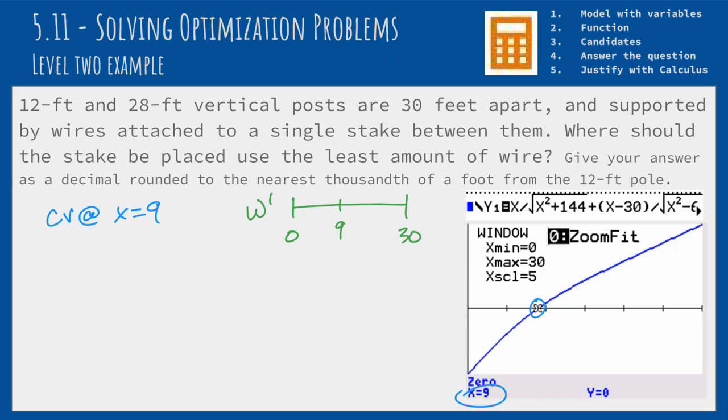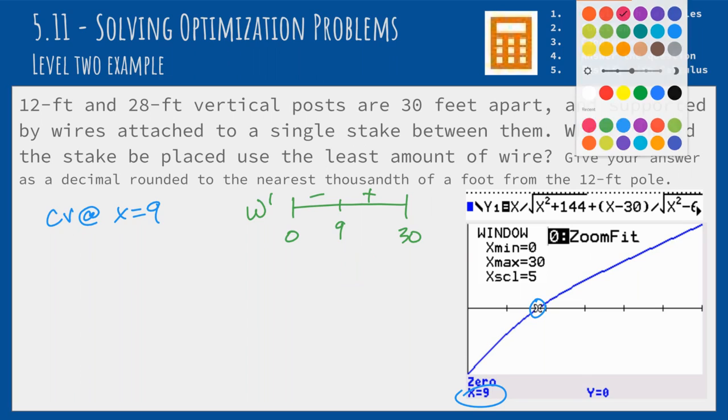Our sign chart here is super easy to make with what we have from our calculator. Remember, the graph that we have here is W prime, and W prime is negative from 0 to 9 and positive from 9 to 30, because we can see that it's below the x-axis to the left of 9 and above the x-axis to the right of 9. In fact, we don't even really need to make the sign chart because we have our graph here to justify it. So we're going to give our answer and we're going to justify.